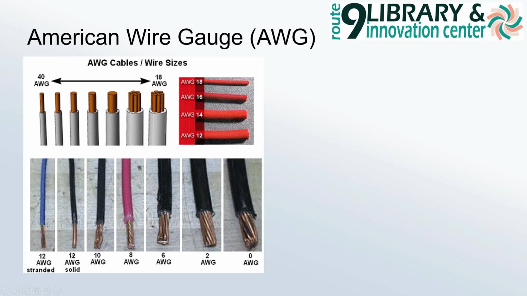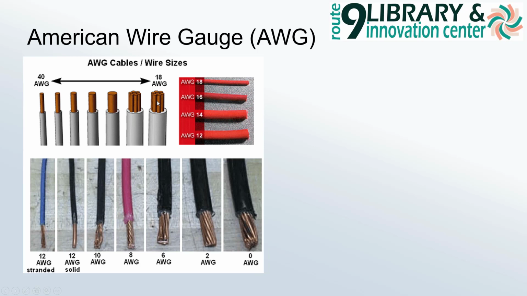Typical house wiring might be 12 gauge wire. The projects that we do, I think, are going to be something like 22 gauge, so that'll be in this range. You'll see that some of these are made up of solid cylinders, and some are made up of bunches of solid wires. They call this stranded wire.